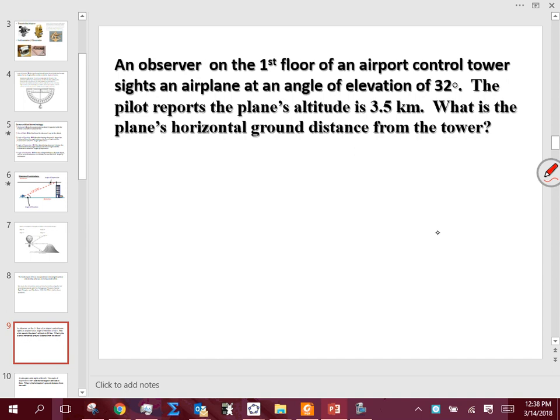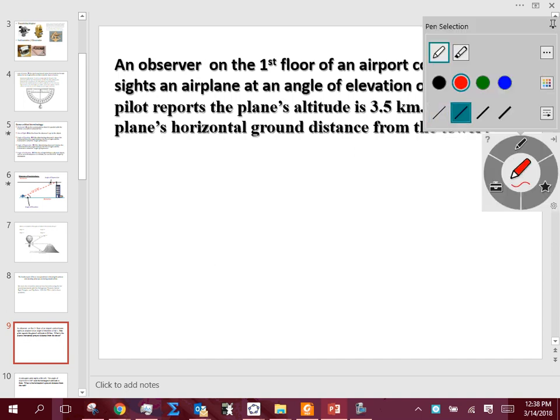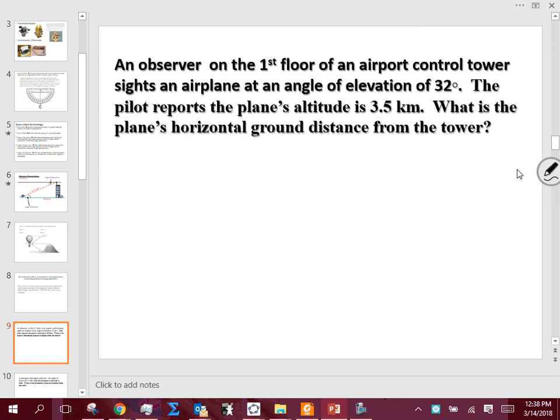I'll walk through these questions. Basically what happens when we write these problems down, we're going to construct a very simple SOHCAHTOA question from what we've seen maybe in Math Excel or what we saw on the worksheet earlier, something that's going to be very easy for us to solve. But the hard part is deciphering the story problem into a picture. I like to take them sentence by sentence. It says an observer on the first floor of an airport control tower sights an airplane at an angle of elevation of 32 degrees. Okay, it tells me a couple things here. Angle of elevation tells me the airplane is where?